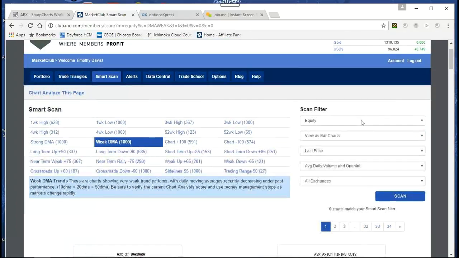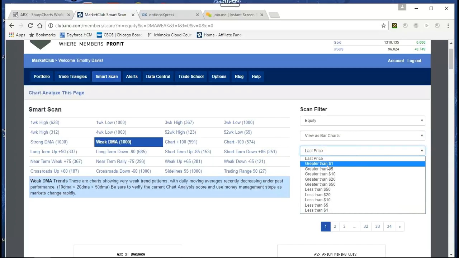Okay. If you want to look for the ones showing a 52-week high, click on that. And over here to your right, it has scan filters that you can click in. The first box shows you equity, same thing I showed you before: equity, Forex, futures, mutual fund. You can view it as a bar chart, candlesticks, or line charts, whatever you want. You can view last price, prices greater than $1, greater than $20, greater than $50.